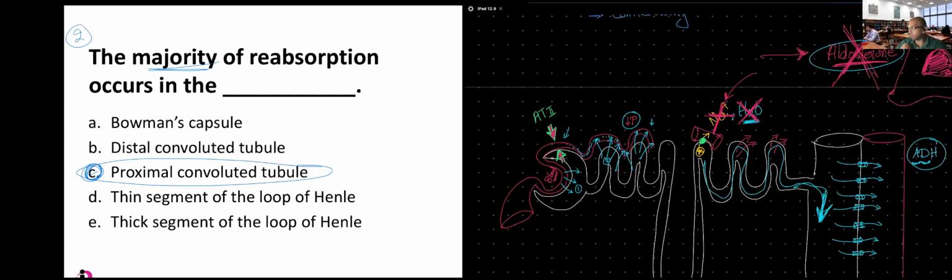And can you remind me, the majority of the secretion takes place where? Majority of secretion takes place in which part on here? Distal convoluted tubules. Questions?